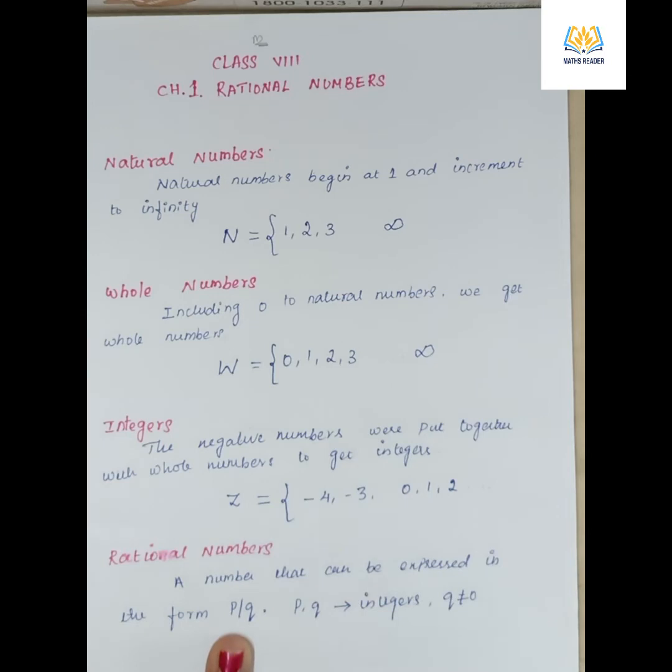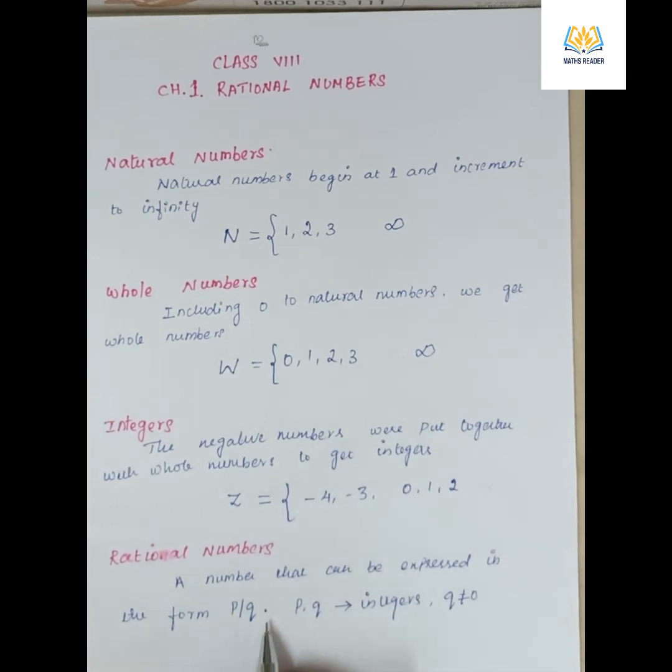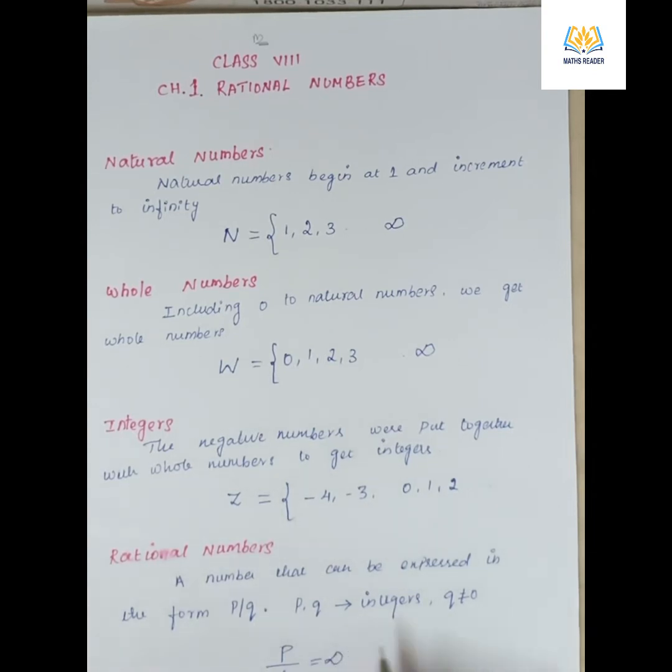Next is rational numbers. Any number expressed in the form of P by Q is called a rational number, where Q is not equal to 0. What will happen if Q is equal to 0? P by 0 is equal to infinity. So Q will not be equal to 0.